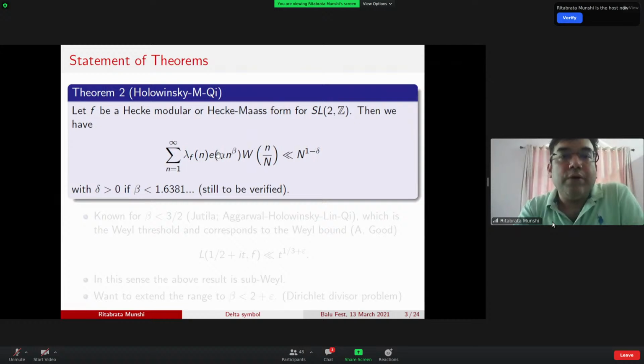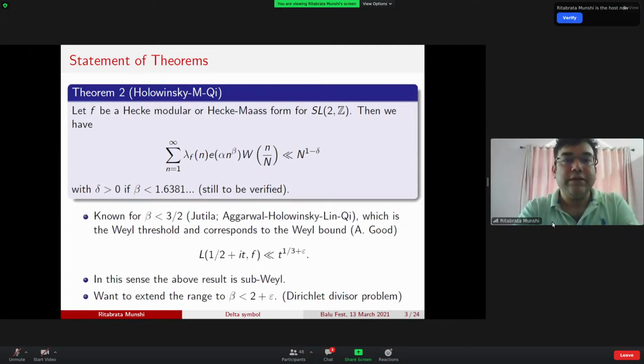The trivial bound that you can get from, say, the Rankin-Selberg theory is N to the power 1 plus epsilon. And we can prove that it's bounded by N to the power 1 minus delta for some delta positive, as long as beta is less than 1.6381... The precise value of this number is still under consideration, but it looks like something like this is achievable by the method we are applying.